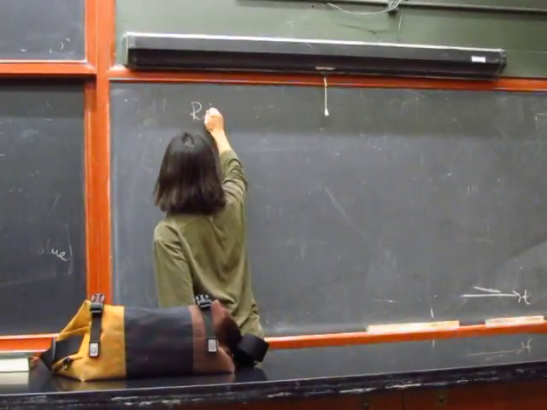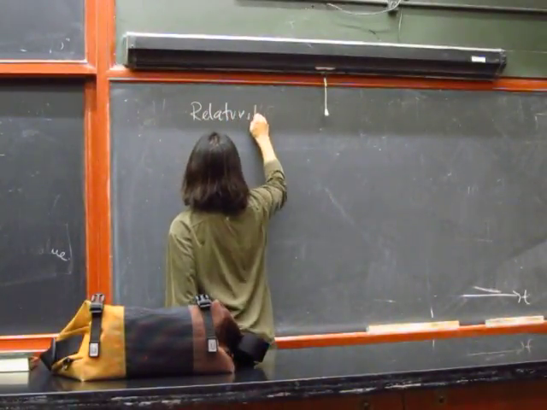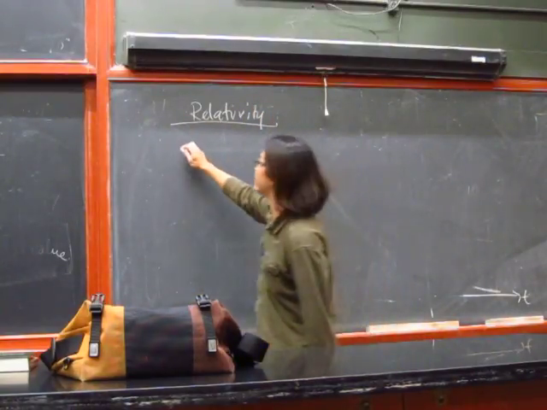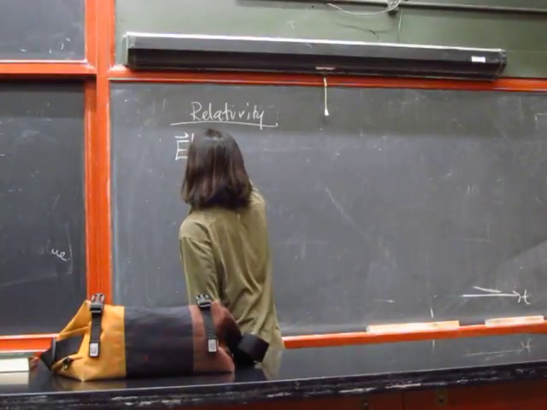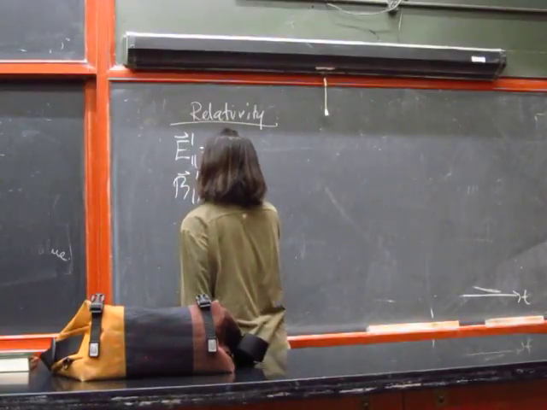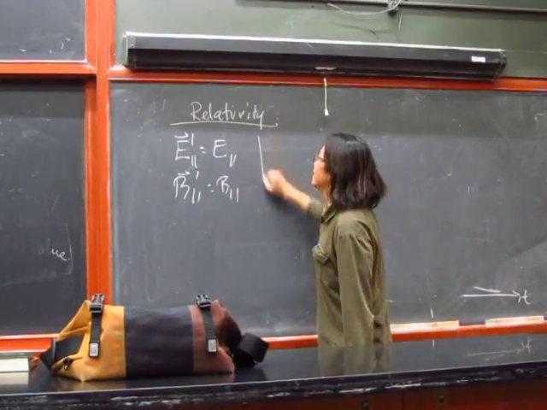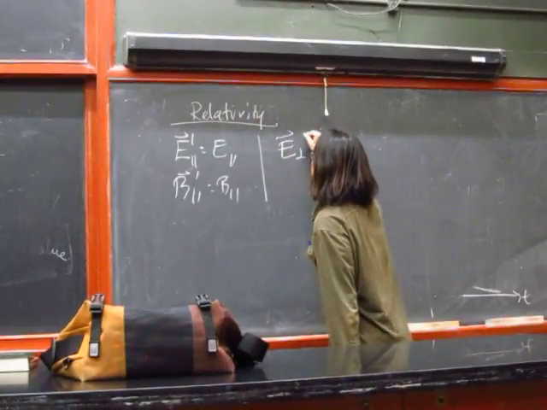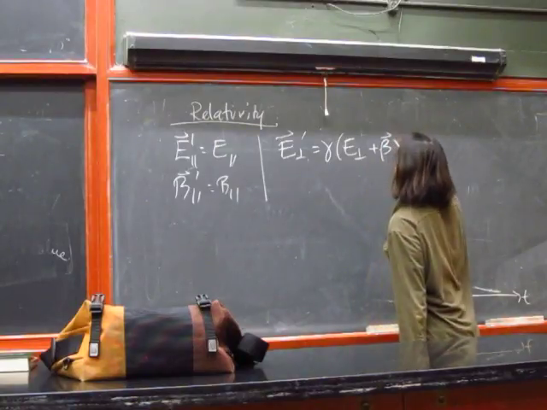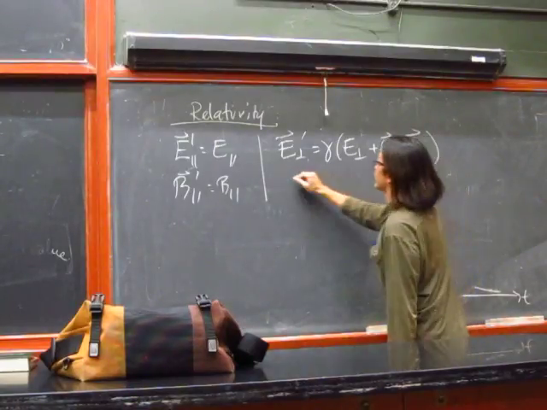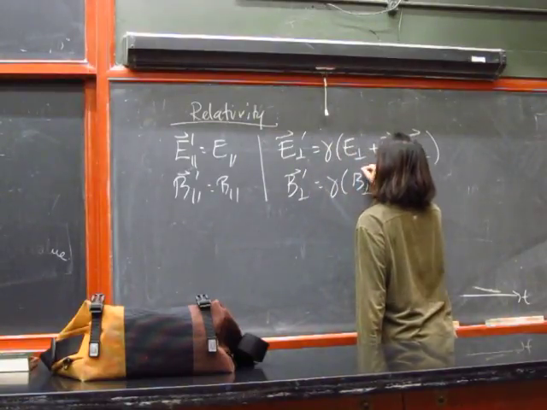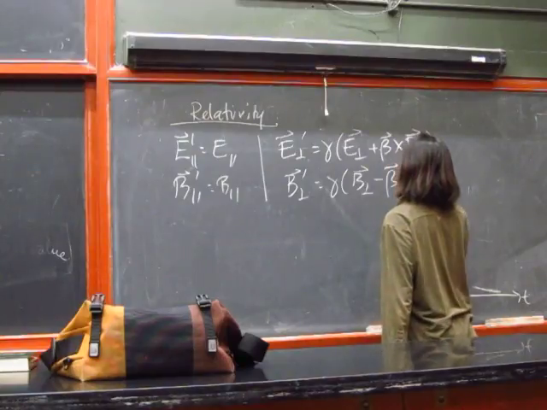From relativity, recall the transformation that you have: E parallel prime is equal to E parallel, and E perpendicular prime is equal to gamma times E perpendicular plus beta cross B, and B perpendicular prime is gamma times B perpendicular minus beta cross E.